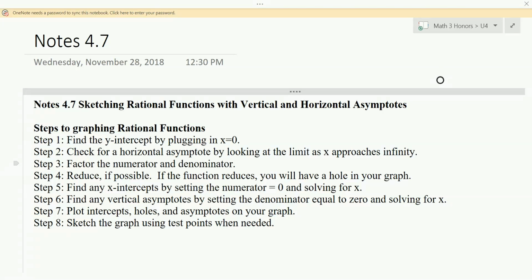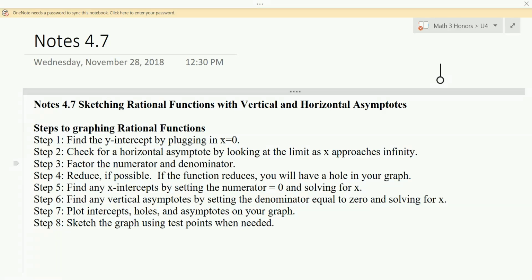So the problems we're doing today, we're going to be sketching rational functions, or graphing them. Without having some structure to follow, it can get really confusing, and so that's why I'm putting this here for you. We're going to follow through these. Step one, we're going to look for a y-intercept. Just like you do with any function, you plug in 0 for x and find it.